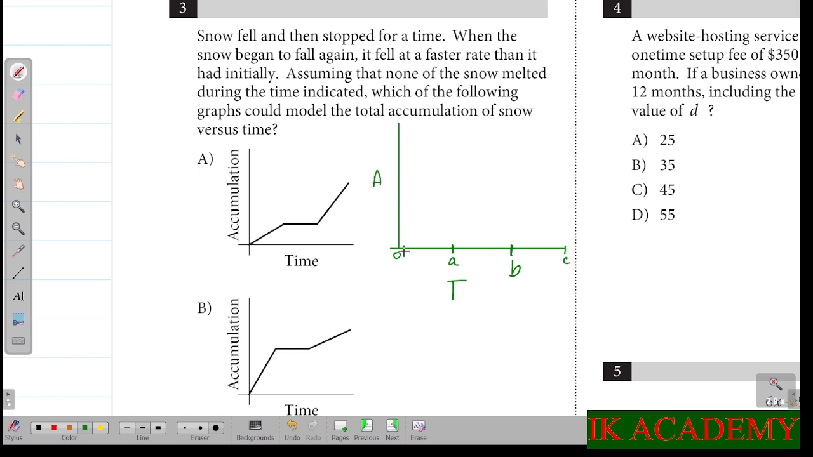So according to the question, in the first period of time the snow was falling. So snow falls, which means it has a positive accumulation from 0 to A.